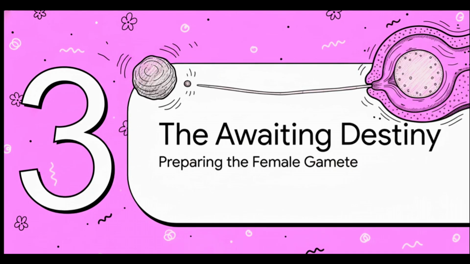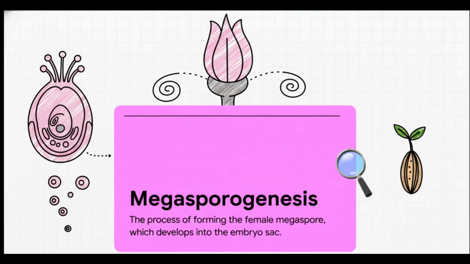So while our hero, the pollen grain, is getting all geared up for its mission, a whole parallel story is unfolding on the female side, deep inside the ovule. This is where its counterpart, the female gamete, is waiting for it to arrive. This process is called megasporogenesis, which is basically the female equivalent of what we just saw. And its entire purpose is to create the perfect environment, this thing called the embryo sac, which is going to house and protect the precious female egg cell.